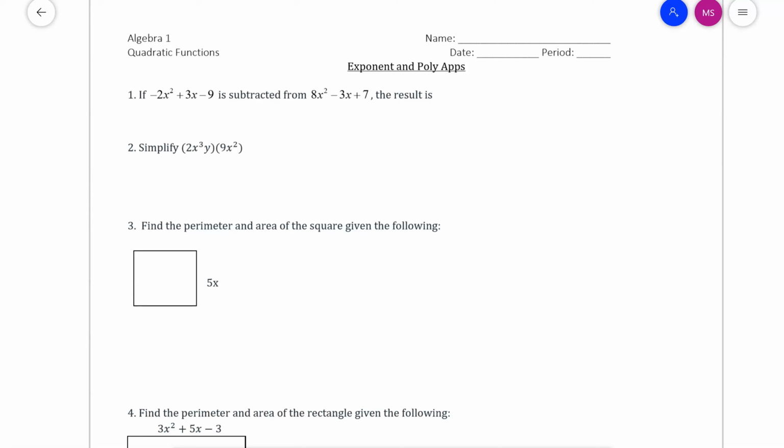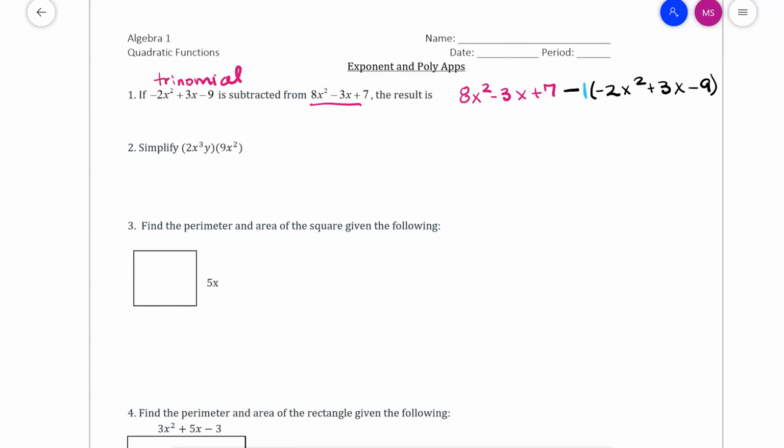Number 1 is from last week's Delta Math. You're subtracting trinomials together. So this one is a trinomial, and it's being subtracted from this trinomial here. So remember the order flips. So 8x squared minus 3x plus 7 is what you have originally, and you're subtracting that negative 2x squared plus 3x minus 9.